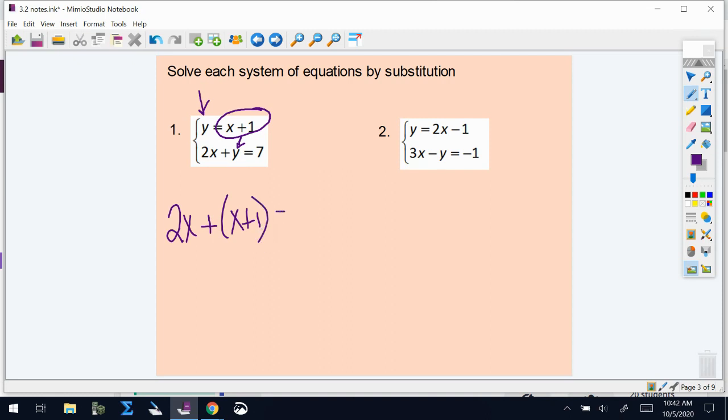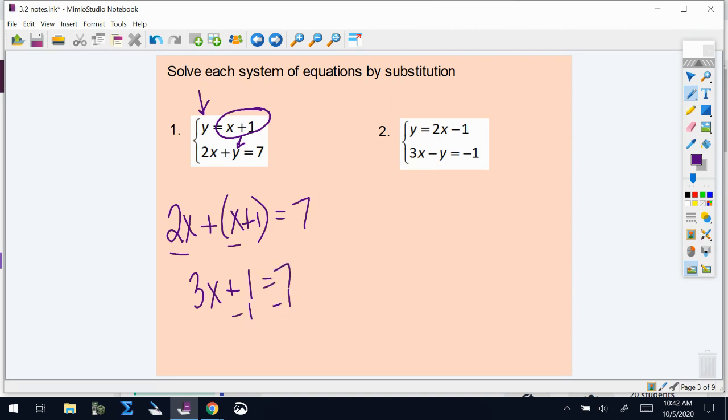I think it's a great habit to put whatever you substitute in parentheses, and you'll see as you write it if the parentheses are really needed. In this case, I don't really need the parentheses because there's nothing in front of it, so I can immediately drop them and start combining like terms. So 3x plus 1 equals 7.